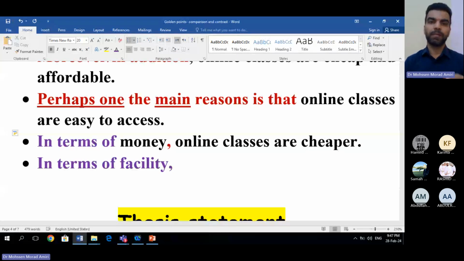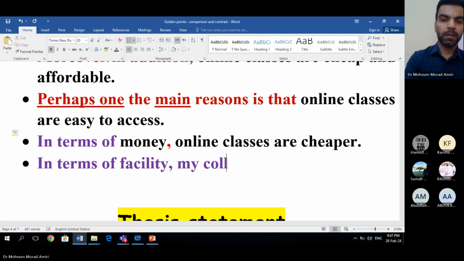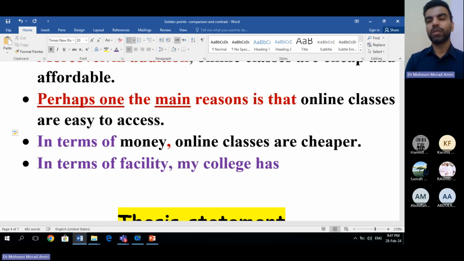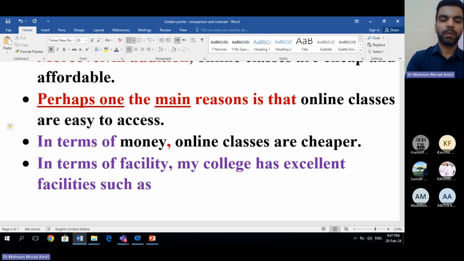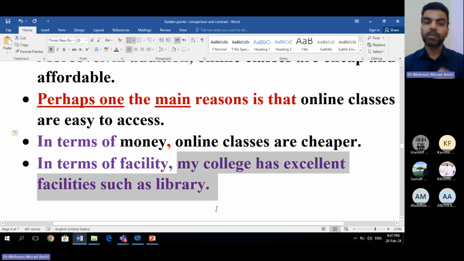You know the meaning of facility, منشآت, services, right? In terms of facility, my college, UTAS IBRI, has excellent services or facilities, such as, for example, a library and a football field. Okay, see? In terms of facility, I gave a sentence in terms of facility.